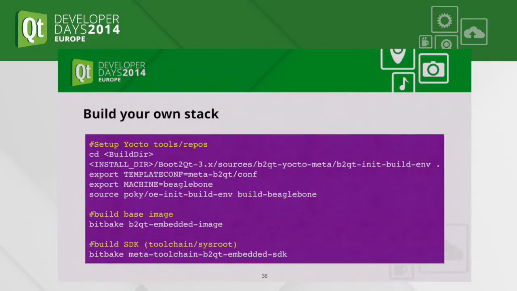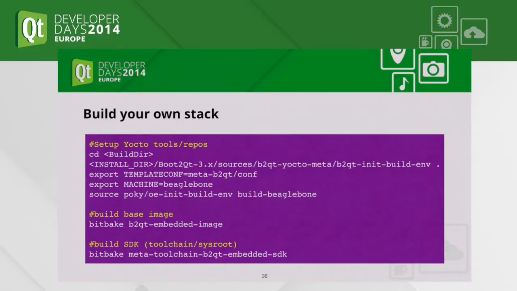So what we provide you is what we call the build your own stack scripts. And this is pulled directly from our documentation, an example of how you'd actually do this. The first thing you'd have to do is set up your Yocto toolchain, like pull down all of the prerequisite meta layers. And we provide an easy script to do this, this boot to Qt init build environment. If you run this script, it will go ahead and download each one of the things you need to get started.